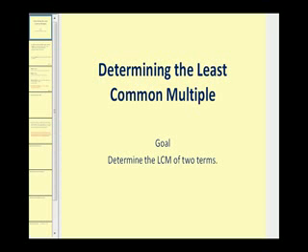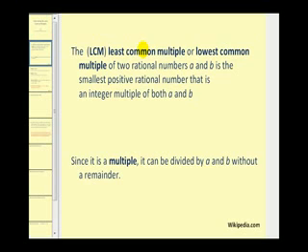Welcome to a lesson on determining the least common multiple of two terms. The least common multiple or lowest common multiple, identified by LCM, of two rational numbers a and b is the smallest positive rational number that is an integer multiple of both a and b.